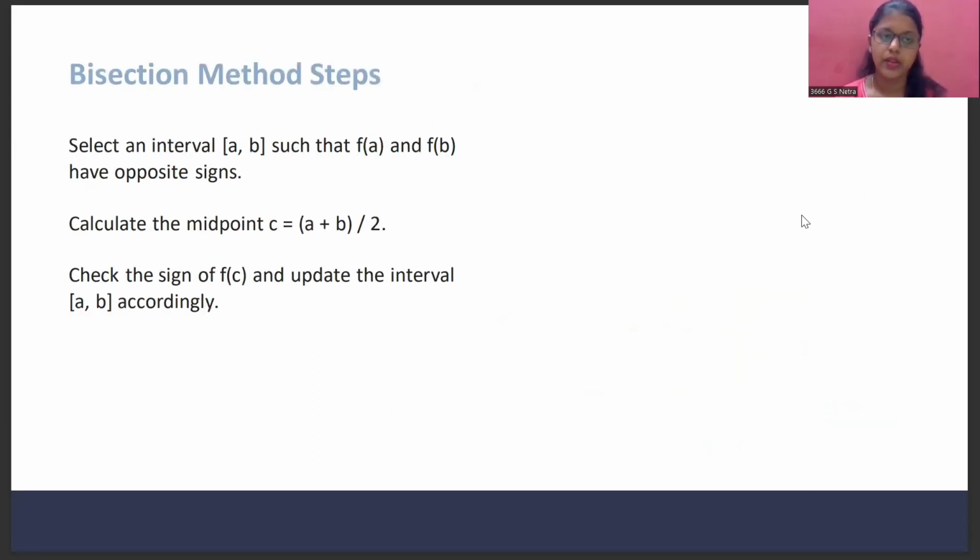Bisection method steps. Select an interval [a, b] such that f(a) and f(b) have opposite signs. Calculate the midpoint, that is, c = (a + b) / 2. Check the sign of f(c) and update the interval [a, b] accordingly.